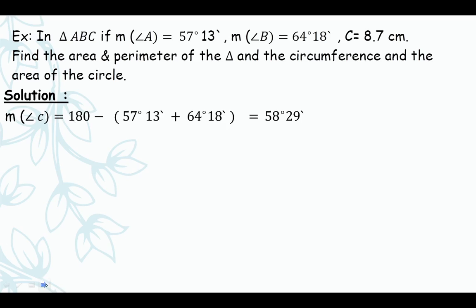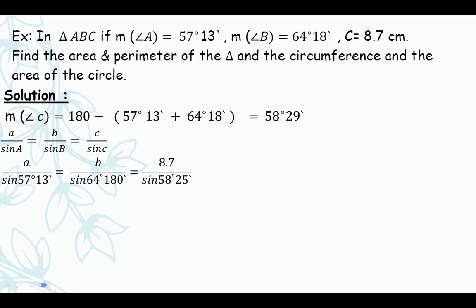The rule of the sine law: A over sine A equals B over sine B equals C over sine C. Then I'll substitute by the given values of angles and sides. A over sine 57 degrees 13 minutes equals B over sine 64 degrees 18 minutes, here is 18 minutes only, equals small c 8.7 over sine 58 degrees 29 minutes.